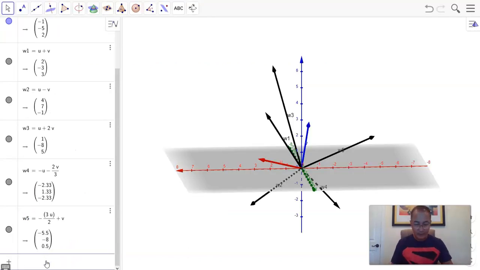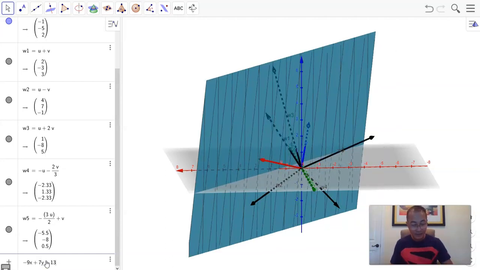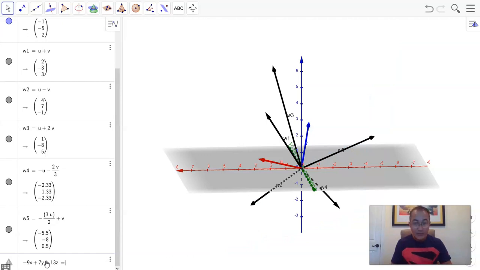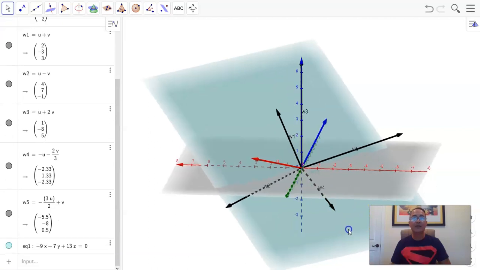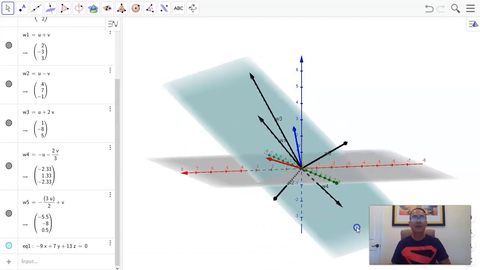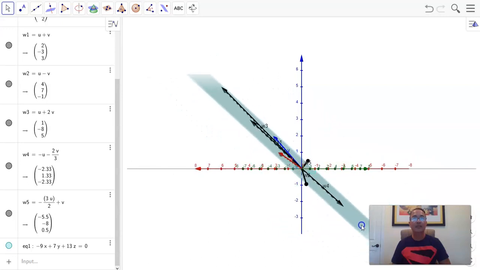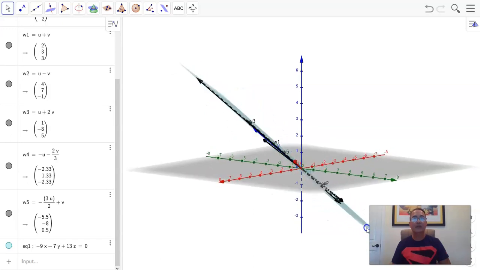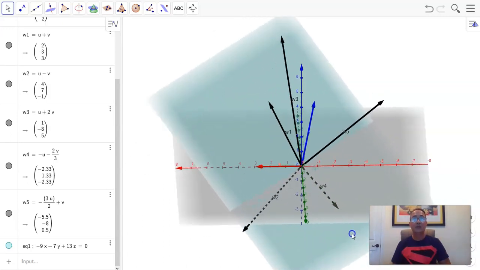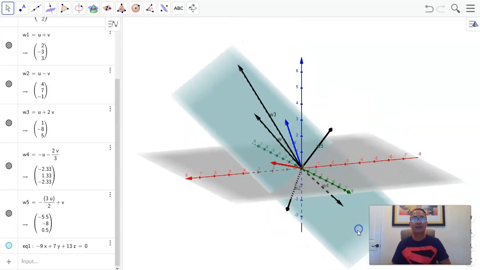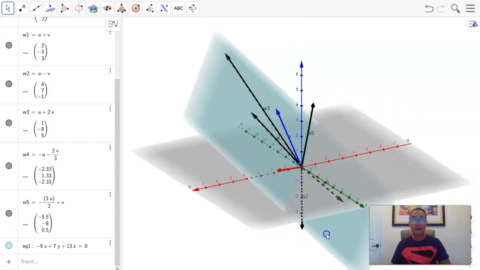So our equation is negative 9x plus 7y plus 13z equals 0. Ooh, okay. So there's this fuzzy thing that has appeared on the screen. And if you turn it around like we did earlier, it seems like all of the vectors that we computed earlier are on that mysterious thing. Okay, so you probably know that that mysterious thing is not really that mysterious. We call that a plane.